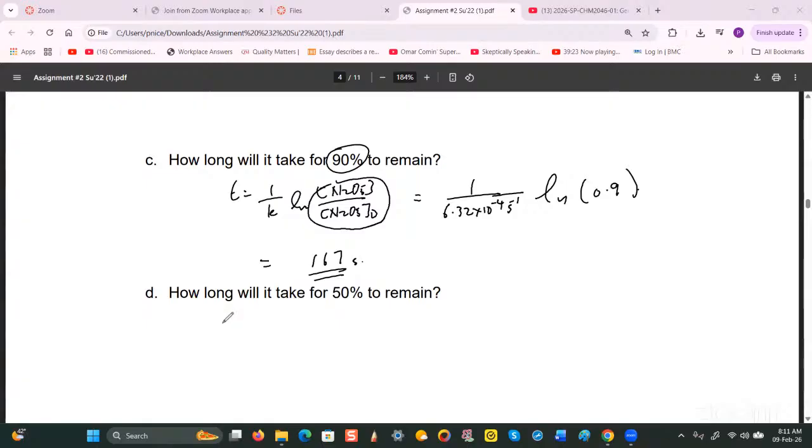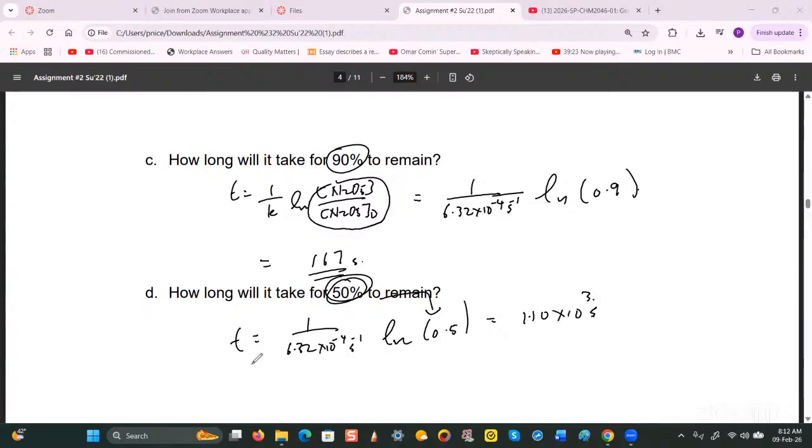And in the case of D, there are two ways you could do this. There's a long way and there's a short way. The long way would be using the same equation here, but this time, since the question says 50%, we'll say t is equal to 1 over 6.32 times 10 to the minus 4 seconds to the minus 1, ln 0.5, right? Because that's 50%, that goes here. And then we work it out, and that would give the answer of 1.10 times 10 to the 3 seconds.